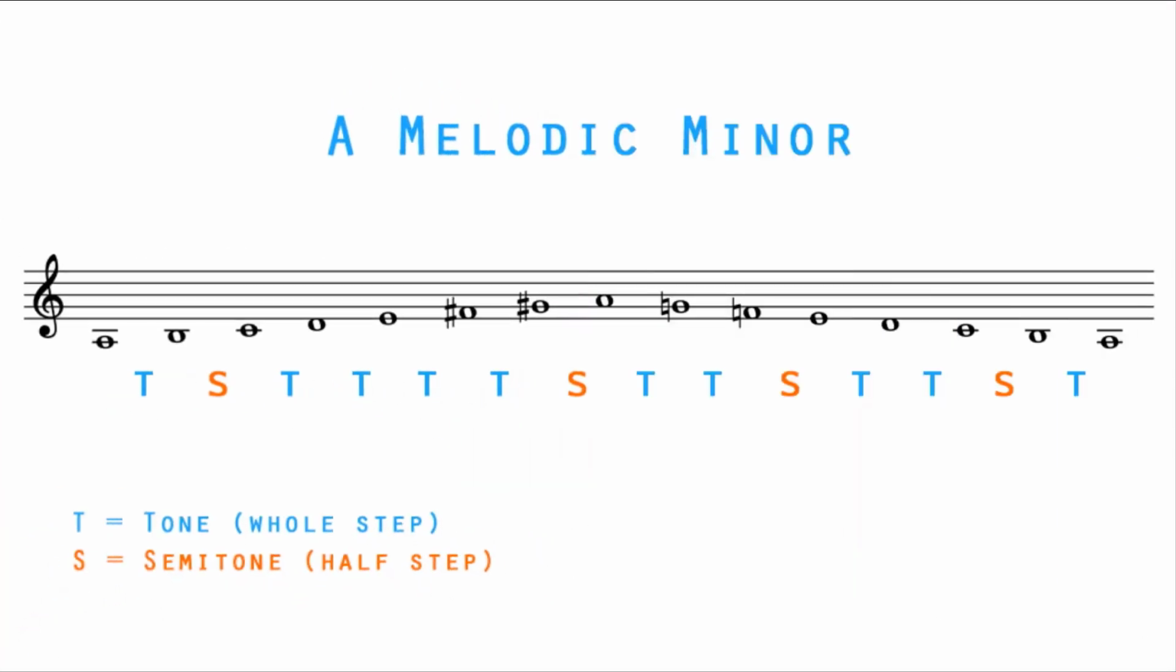And here's our ordering of tones and semitones for the melodic minor. You'll notice that it's not the same going up and down. And of course, that's because the notes are different when it's ascending and descending. This ordering of tones and semitones will be exactly the same for every melodic minor in every key.